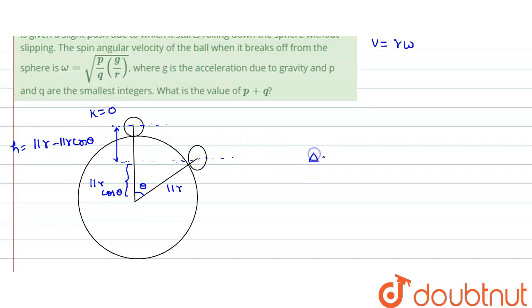So the decrease in potential energy would be equal to the increase in kinetic energy. Now the kinetic energy would be translational and rotational both. What is the decrease in potential energy? mg into h, and h is, taking 11 r common, 11 r times 1 minus cos theta. Now what is the increase in kinetic energy? It would be equal to half I omega square due to rotation plus half m v square.